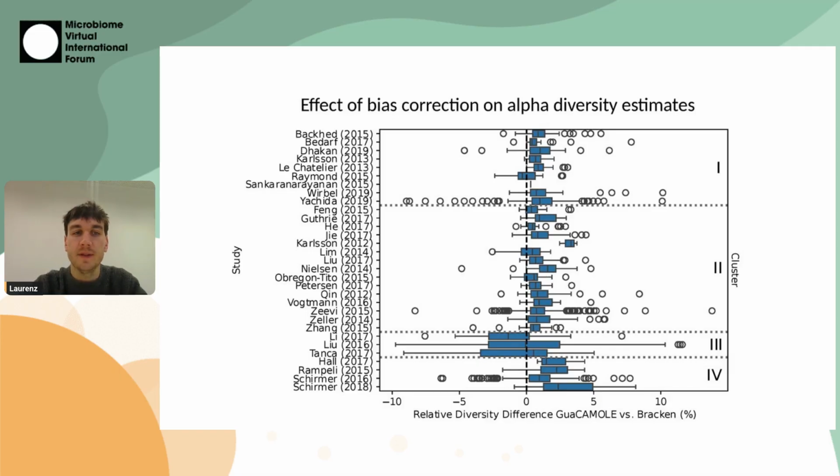And then we also looked at how it impacts the alpha diversity that you estimate. If you estimate the alpha diversity from abundances that have been computed with GuaCAMOLE, you get overall a higher average alpha diversity than would be the case without bias correction. So this shows again that it has an impact on downstream analysis.